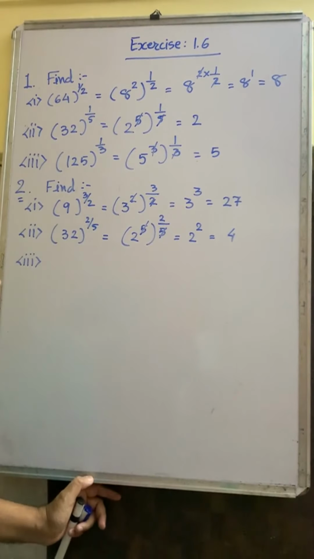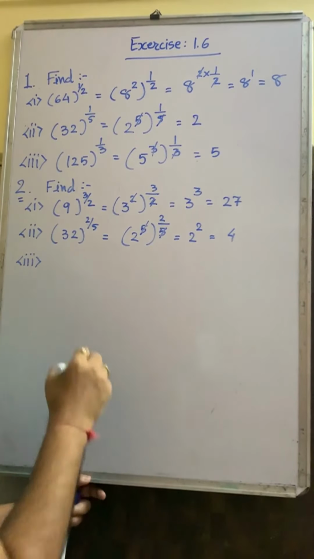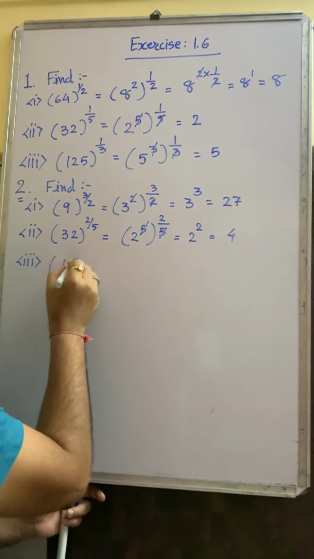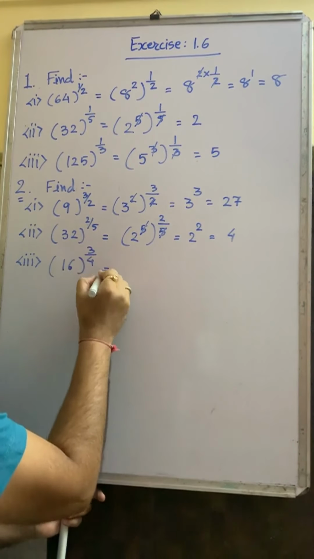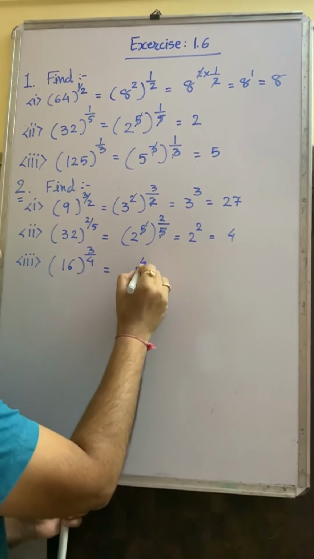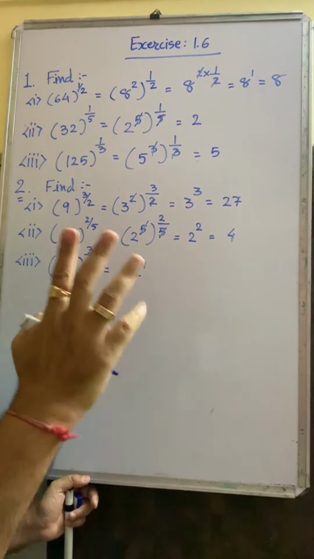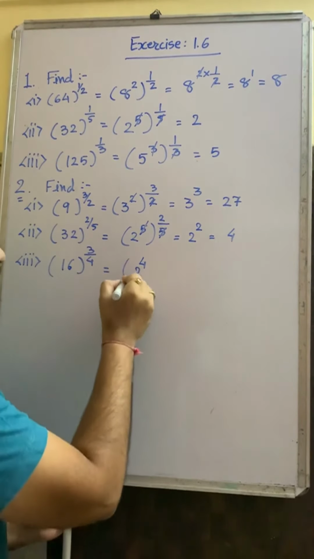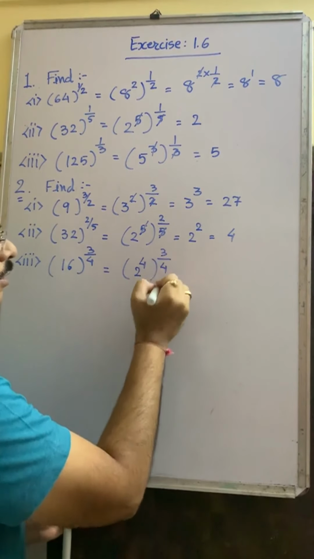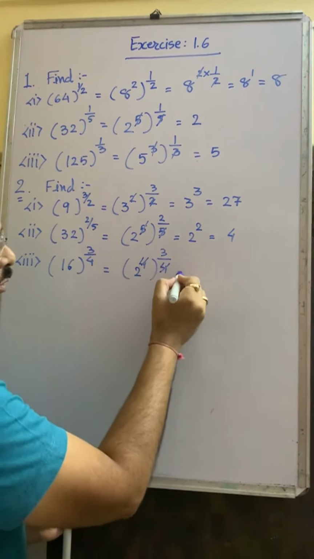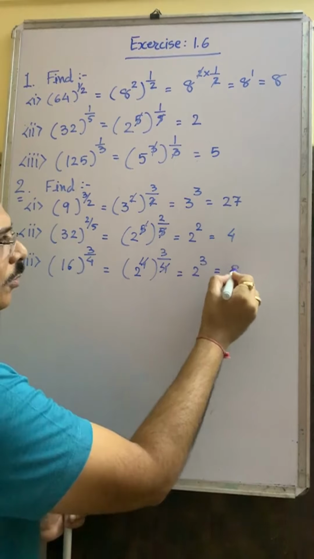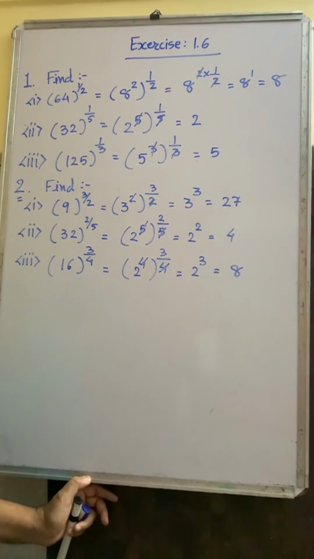Third number, 16 raised to 3 upon 4. 16 means I can write 2 raised to 4, 2 2s are 4, 2 4s are 8, 2 8s are 16. The whole raised to 3 upon 4. Power of power, 4 4 cancel, 2 cube is 8.